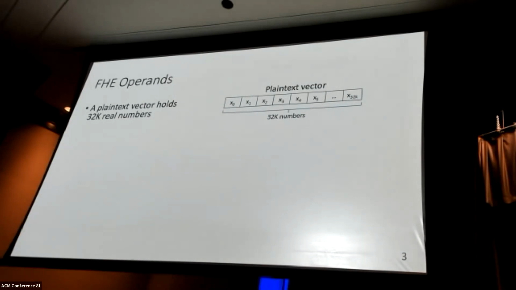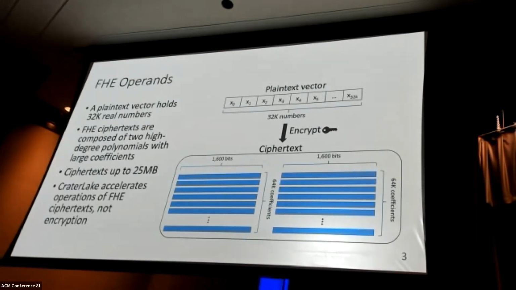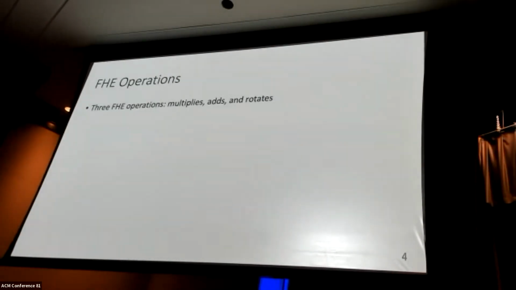Okay. So FHE plaintexts are very large vectors with up to tens of thousands of real numbers. This plaintext vector can be encrypted into an FHE ciphertext that's composed of two high-degree polynomials with large coefficients. So for example, a 64K degree polynomial with 1600 bit coefficients. This implies a 25 megabyte ciphertext for a sense of scale. It's important to note that CraterLake does not accelerate this encryption process, but actually accelerates computation on the already encrypted ciphertext. So let's see what these operations are.